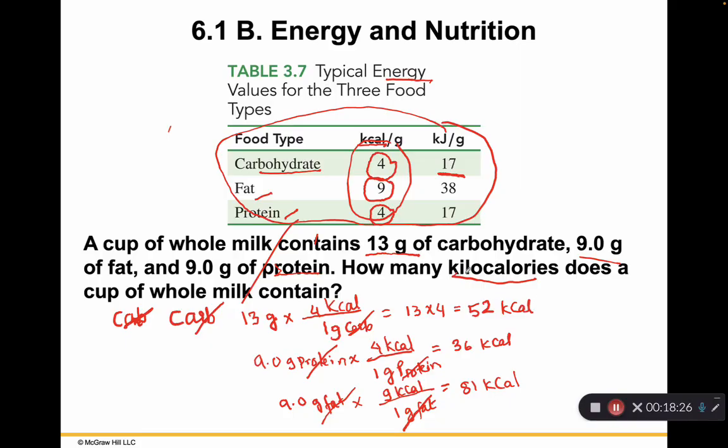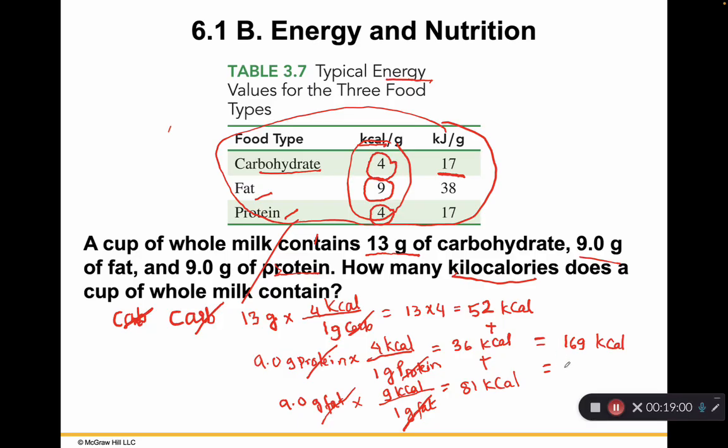The question is asking us how many kilocalories a cup of whole milk contains. It contains all of these, right? It has that much carbohydrate, this much fat, and that much protein. So let's add all together. I have 52 plus 36 plus 81. All together, I got 169. 169 kilocalories is the sum of the energy from each of these different kinds of food.